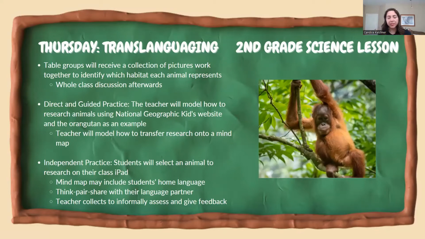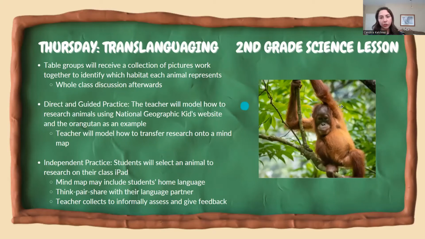Direct and guided practice will consist of the teacher using this orangutan picture, since students are already familiar with it from the first activity, and model how to research the orangutan and its habitat on National Geographic Kids, and then how to take that research and transfer it onto an orangutan mind map. So once the teacher has modeled how to transfer the facts, the teacher will then ask students to look at the National Geographic Kids website to add facts to the class mind map.